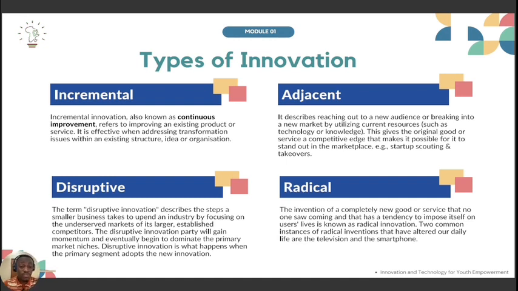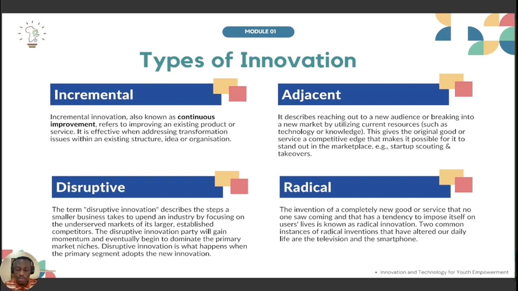Then also we have disruptive innovation that describes the steps that smaller businesses take to upend an industry by focusing on the underserved markets of its larger established competitors. So small businesses look at those areas that the larger guys, the big shots in the game, are not currently serving. They serve those markets and they cause a kind of disruption in the market. So the disruptive innovation party will gain momentum and eventually begin to dominate the primary market niches. So disruptive innovation is what happens when the primary segment adopts new innovation.